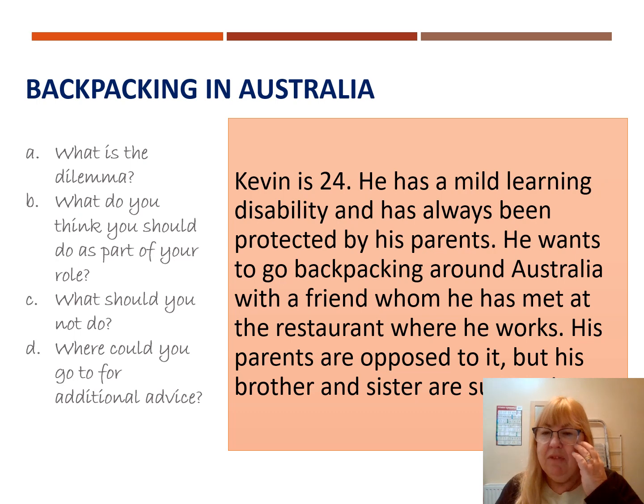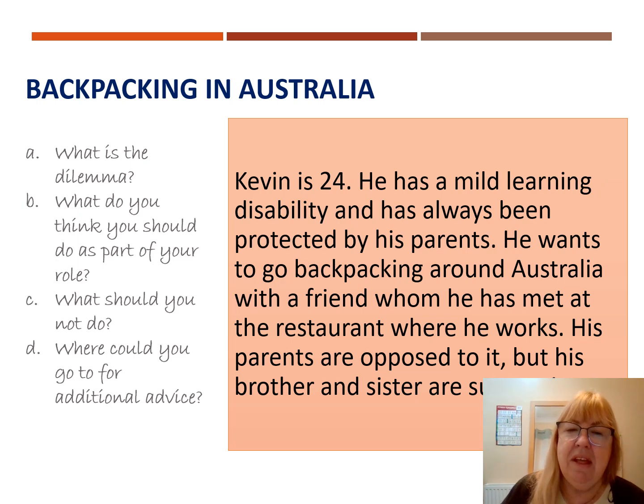So Kevin may live at home and your job might be to go in on a daily basis to help him with activities, helping with independence work and suchlike. So here's our situation. He's 24. He's got a mild learning disability. He's always been protected by his parents. He wants to go backpacking around Australia with a friend who he's met at the restaurant where he works. His parents aren't too happy about it, but his brother and sister are quite supportive.